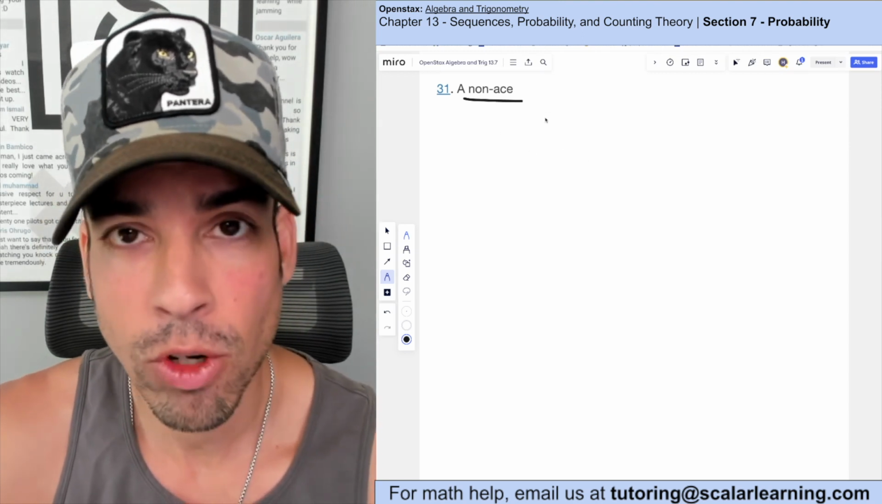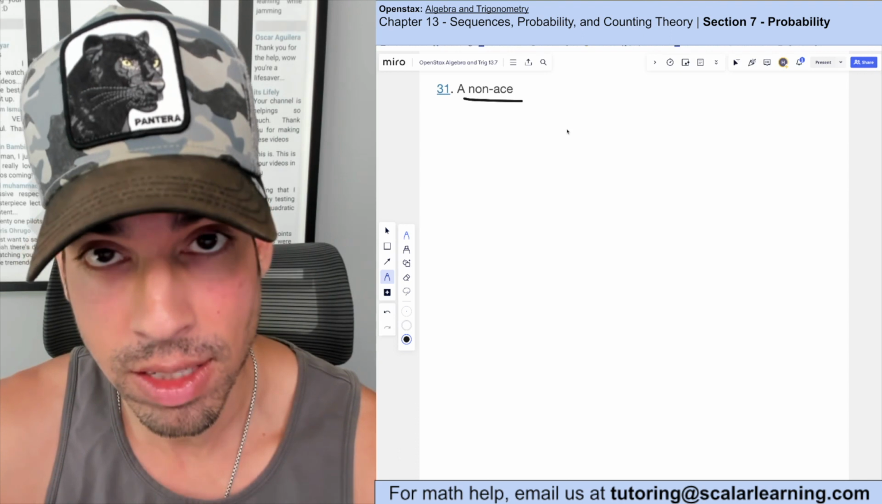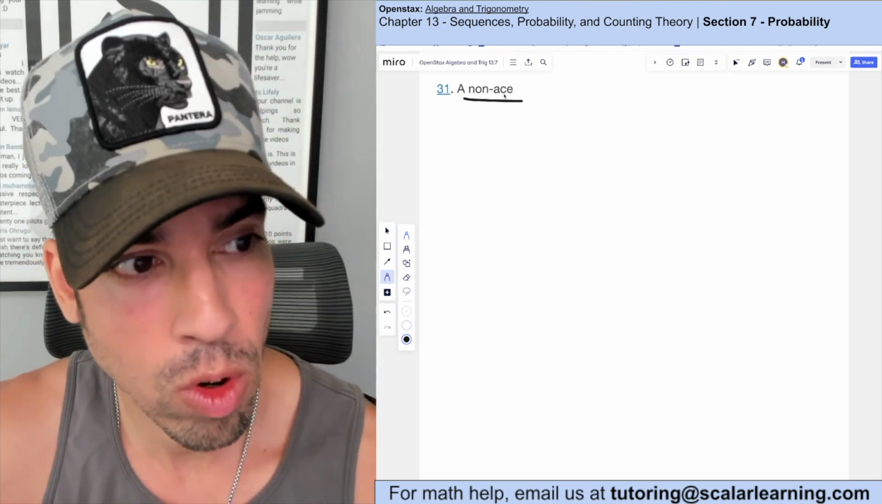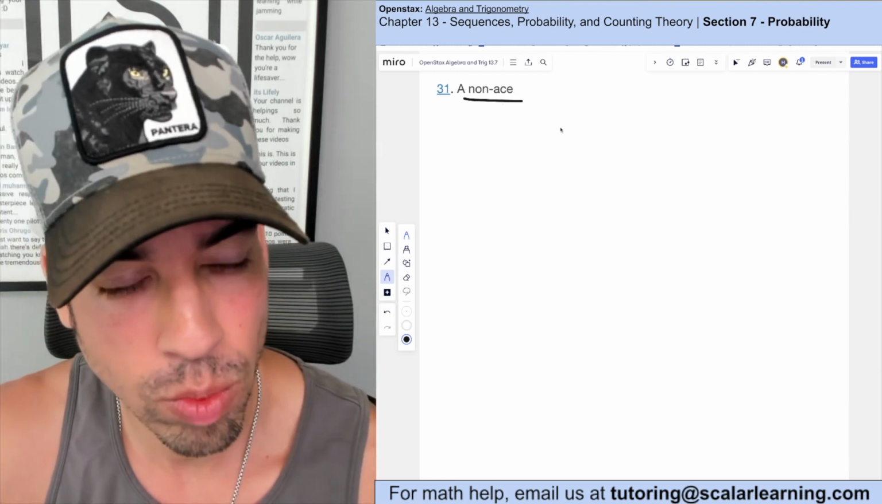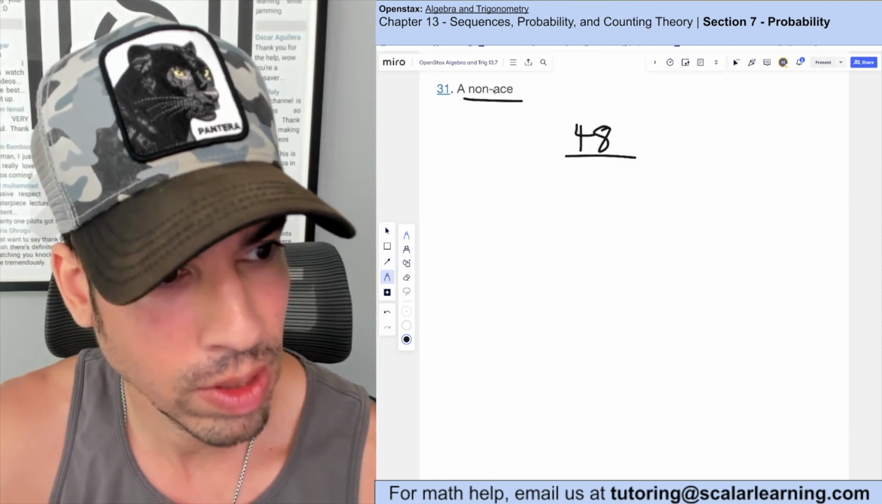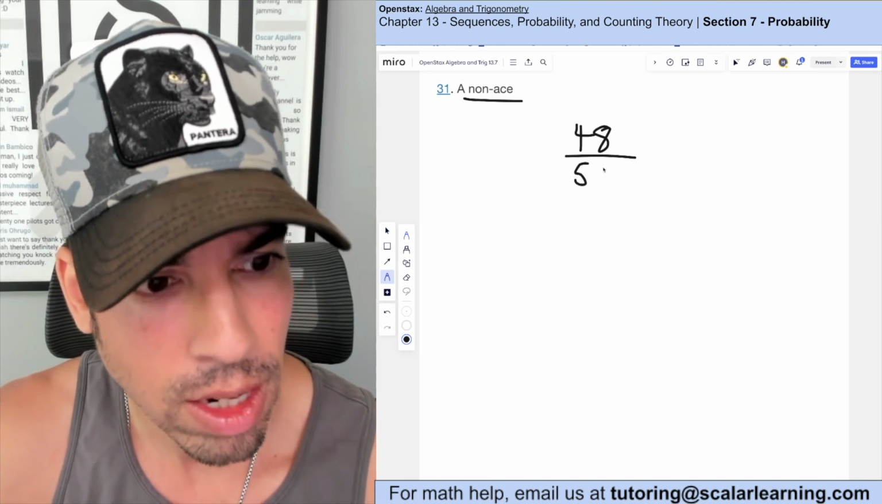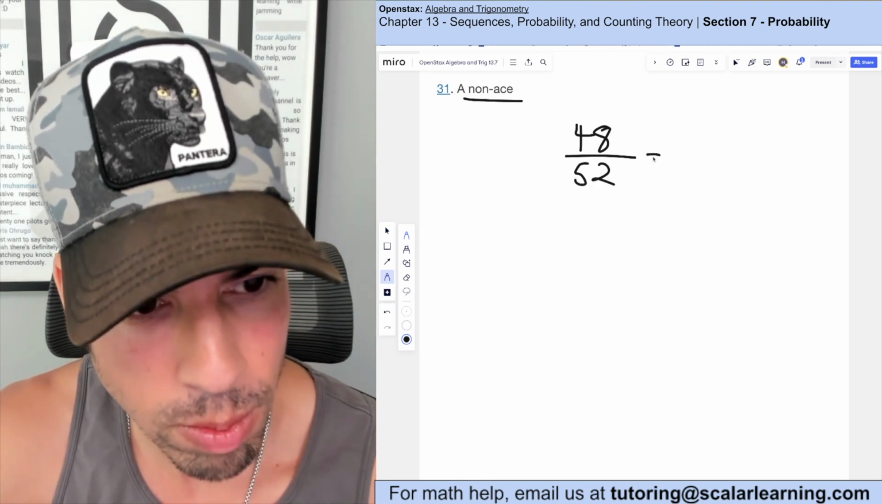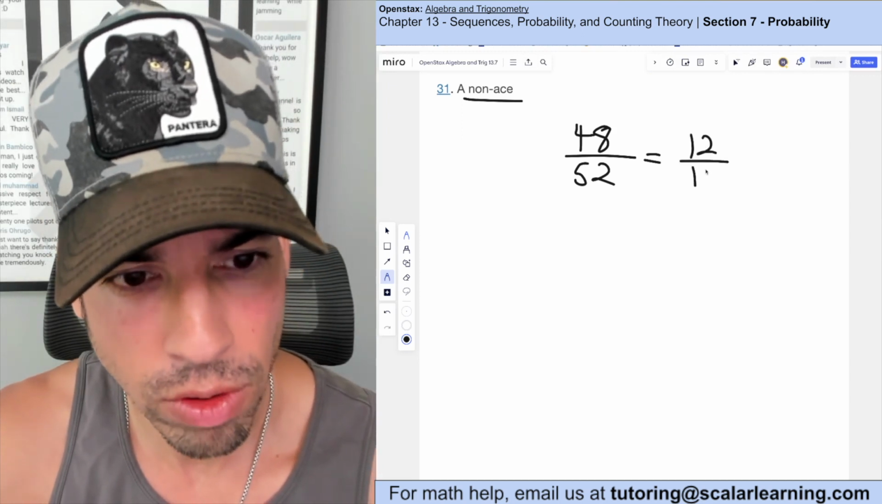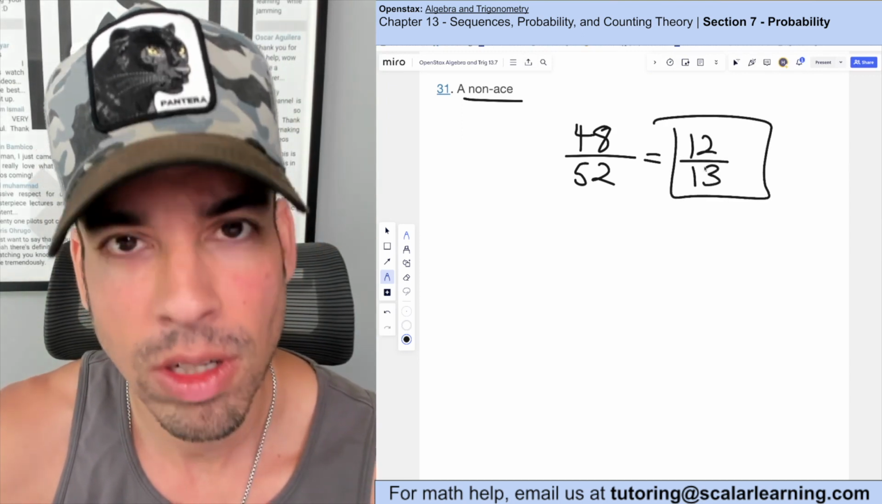So here we want to get the probability of getting a non-ace, meaning anything other than an ace. Well, first we need to know how many aces are there in a standard deck. There's going to be 4, right? 1 for each suit. So if there's 4 that are aces, non-aces would be 52 minus 4, which is 48. So my probability of getting a non-ace is 48 out of 52, and that can be reduced by dividing top and bottom by 4. So that reduces to 12 out of 13. That's the winning answer. Done.